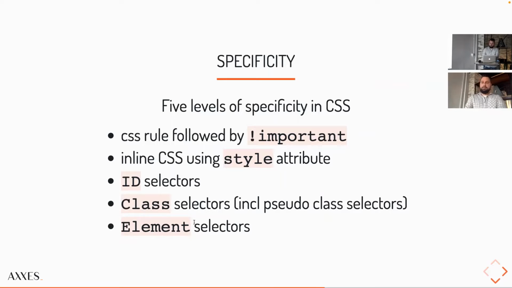For example, if you set the p tag with a background color red at the bottom of the CSS file, and above there is a class selector which targets the same element, the class selector will win. Even though, like mentioned before in the cascade, the element selector is at the bottom. The class selector will win.